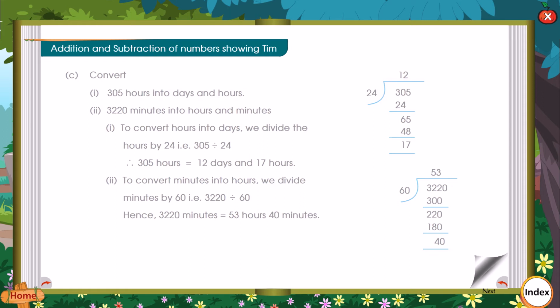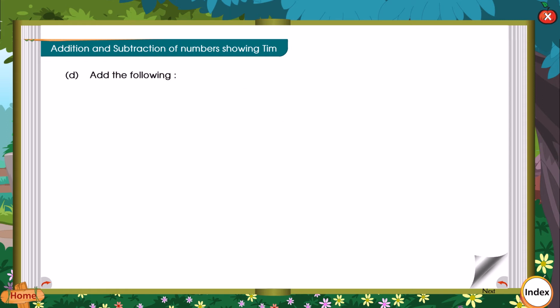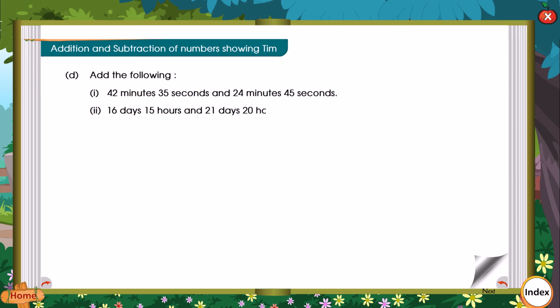D. Add the following: 1. 42 minutes 35 seconds and 24 minutes 45 seconds. 2. 16 days 15 hours and 21 days 20 hours. 1. First, we arrange the times in columns and then add them.